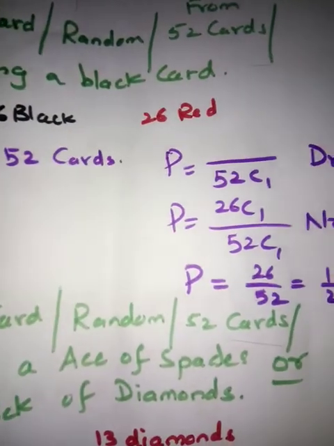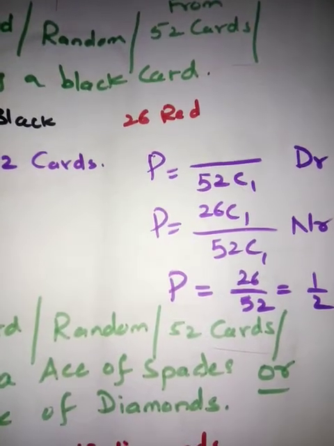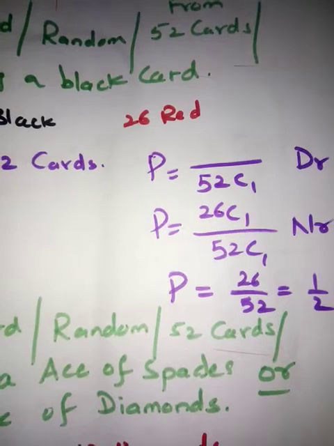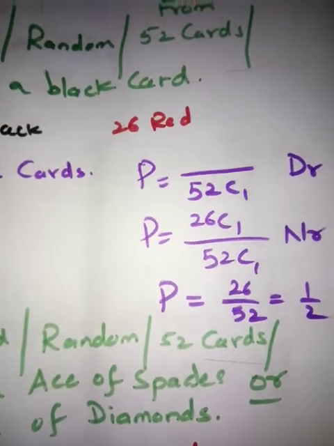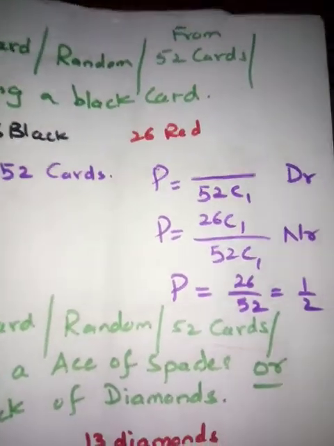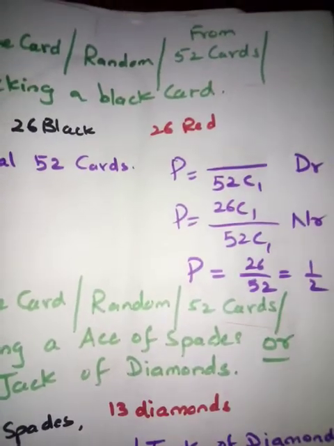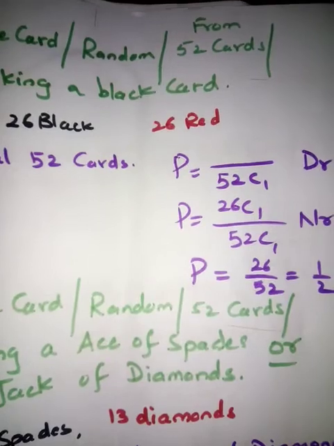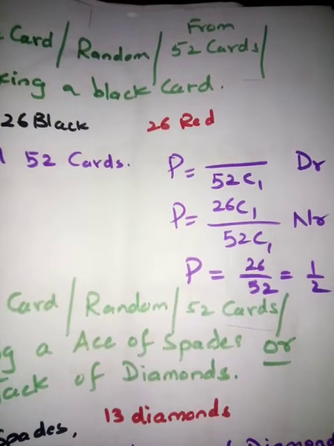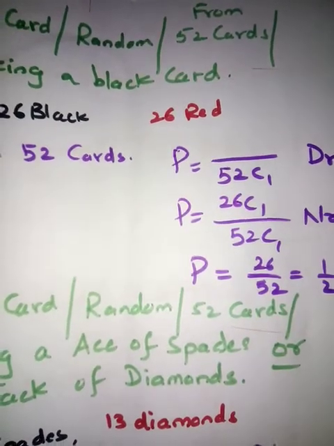Coming to the black cards, there are 26 cards. Let us go to the numerator now. Out of this 26, we are removing one black card. So 26C1 divided by 52C1, that is nothing but 26 by 52. 26 into 2 is 52, so 26 by 52 is nothing but 1 by 2.